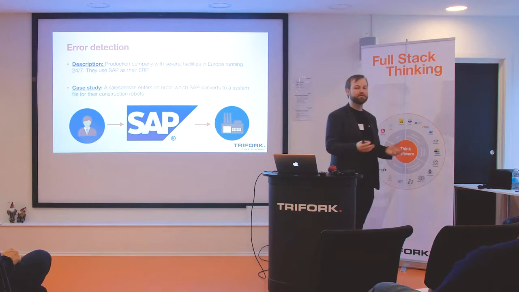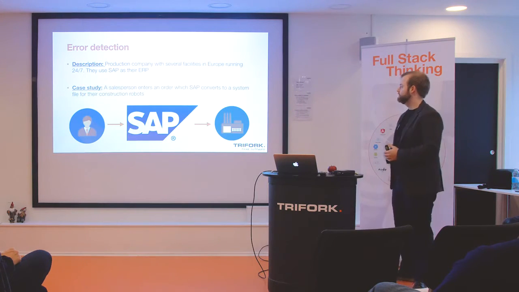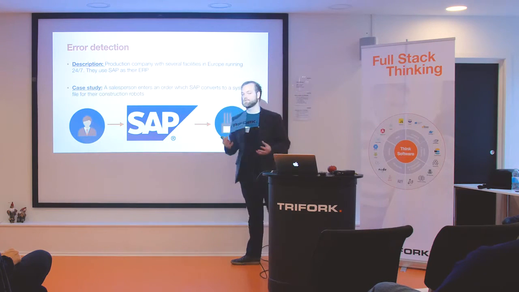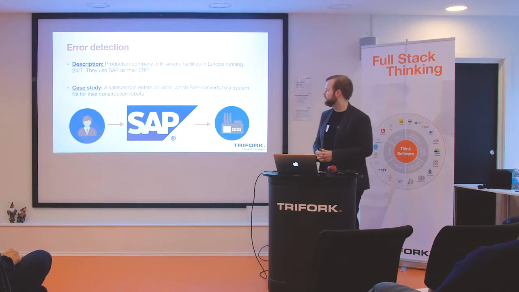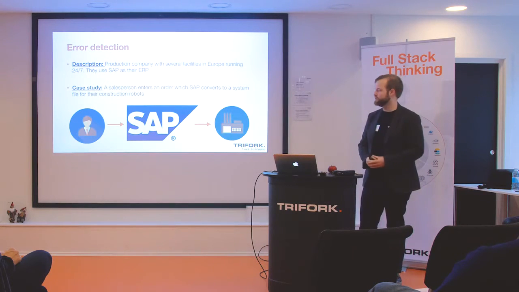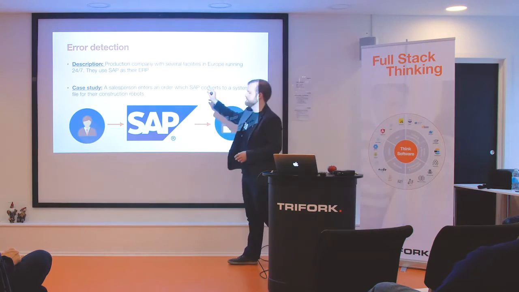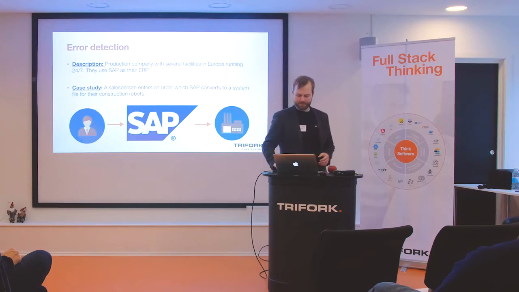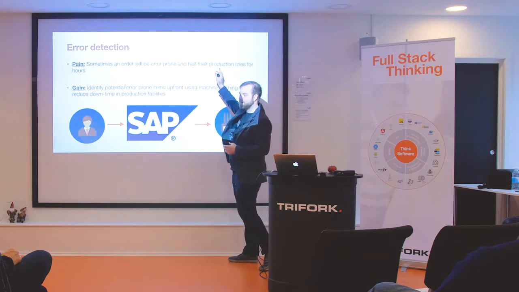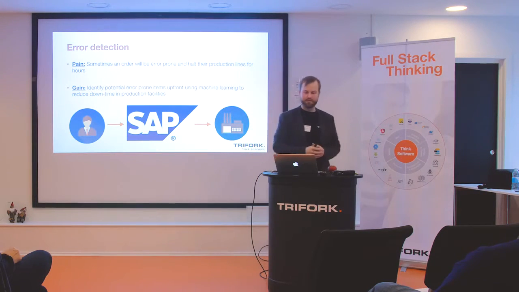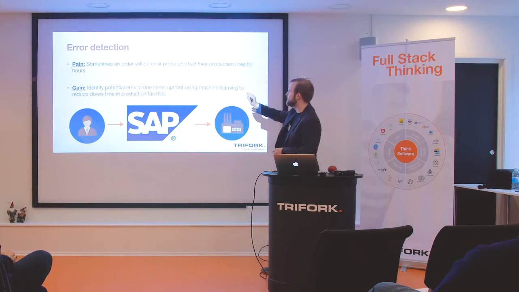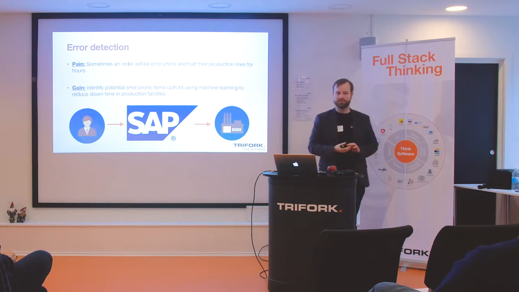Another project we're working on is error detection, where we're working together with a production company that has several production facilities around Europe that are running 24/7, and they're using SAP as their ERP. And the case study is that often a salesperson enters an order into the SAP system, which converts it to the system file for the construction robots. The problem is, sometimes there's an error in this order. Sometimes they're error prone, and it halts their production line for hours, which is a lot of waste of money and time. So we want to use machine learning to identify potential errors upfront, and then reduce the downtime for the production facilities.